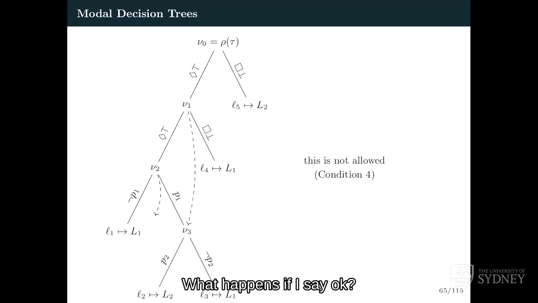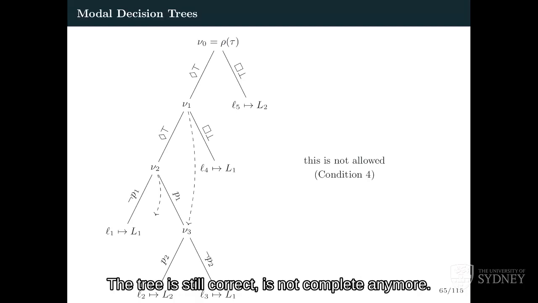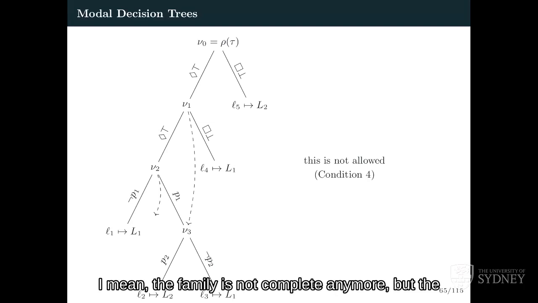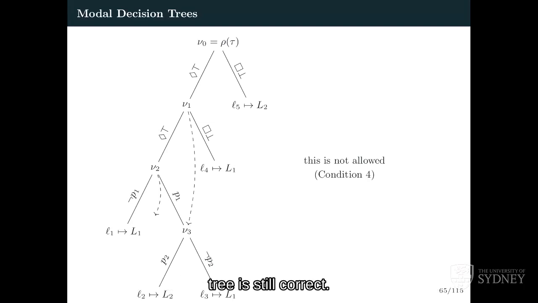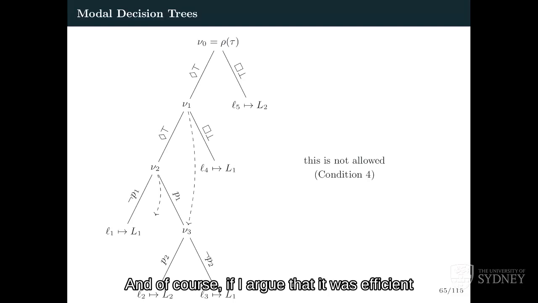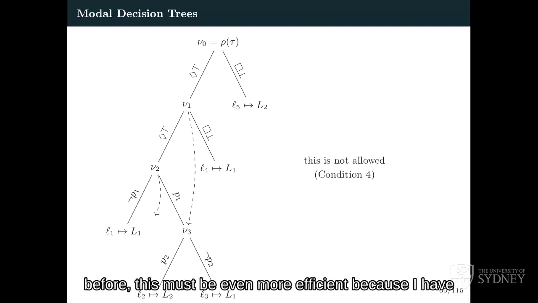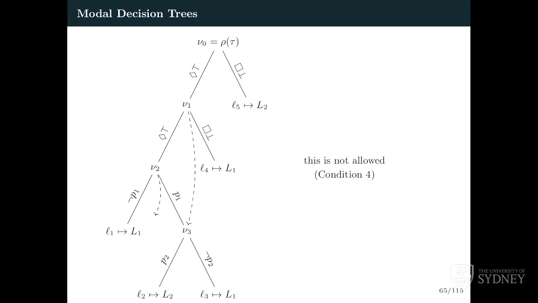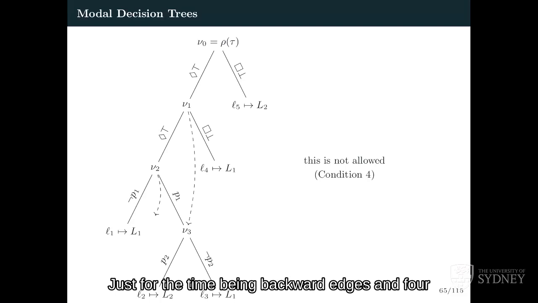And so what happens if I say, okay, don't look for forward edges? Again, the tree is still a tree. Formulas are still modal formulas. The tree is still correct. It's not complete anymore, I mean, the family is not complete anymore, but the tree is still correct. And of course, if I argue that it was efficient before, this must be even more efficient because I have less things to worry about. So here is the second idea. Let's give up, just for the time being, backward edges and forward edges.